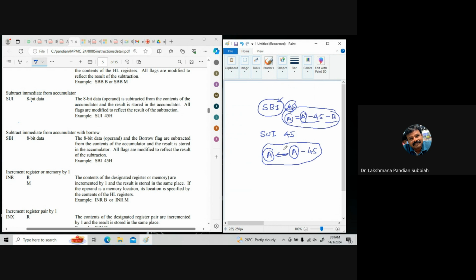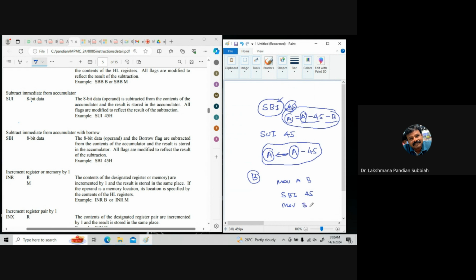No other register cannot be used. So if you want to subtract with a higher number, then whatever is in one register, you have to move to another register and then use it. Suppose we have the B register content and you want to subtract with borrow. How do you do that? First you have to move that register content into A, and then we call the subtract with borrow immediate 45 instruction.